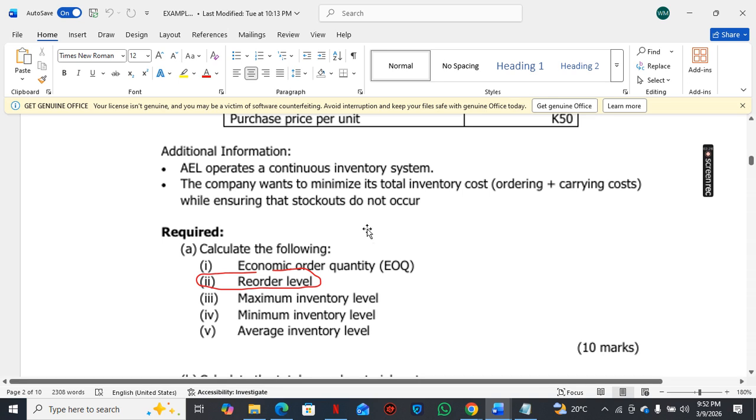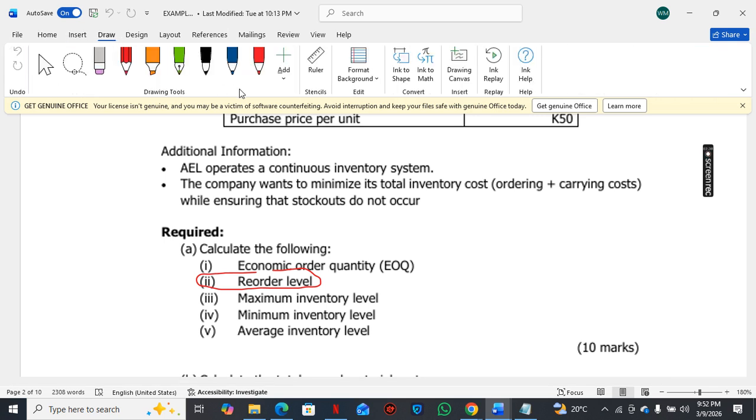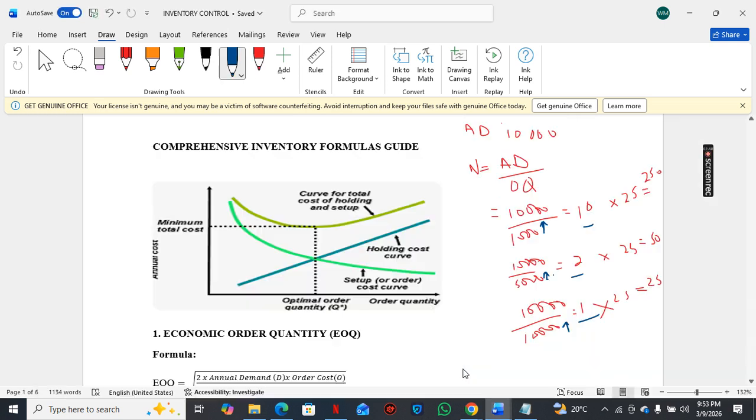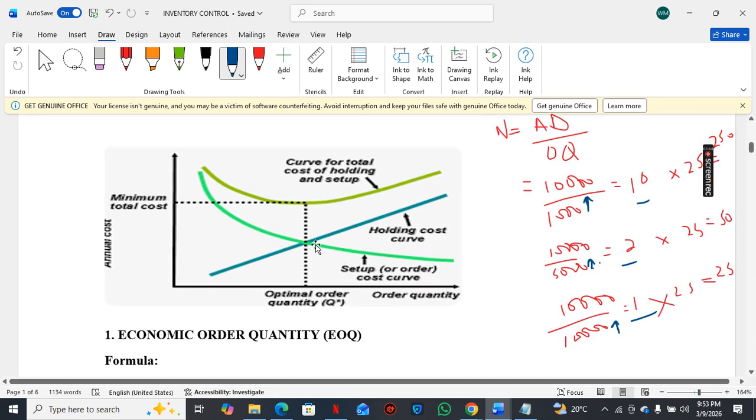So the first thing, calculate the following: the economic order quantity. As I said earlier on, with the economic order quantity you are trying to minimize two costs. You're trying to minimize the ordering cost and the carrying cost. That's what this EOQ is. If we look at this graph here, this is the graph for the EOQ.